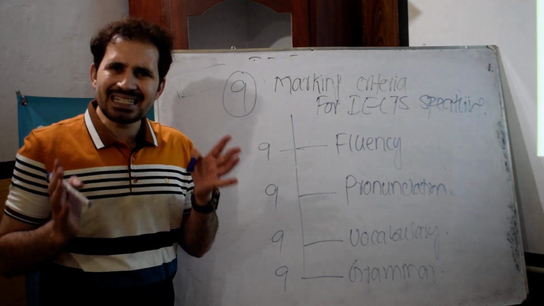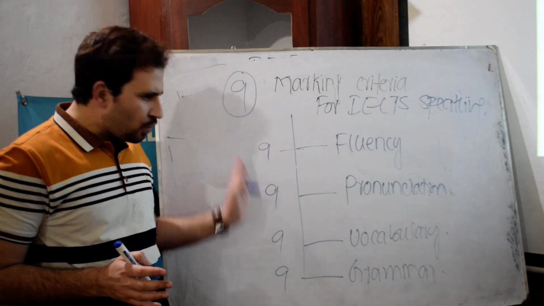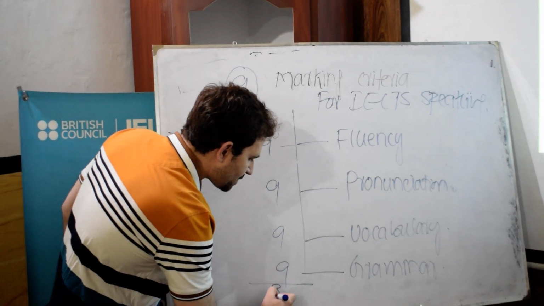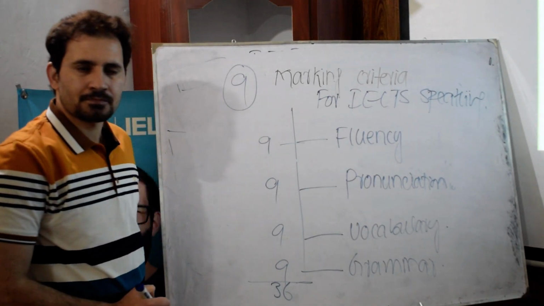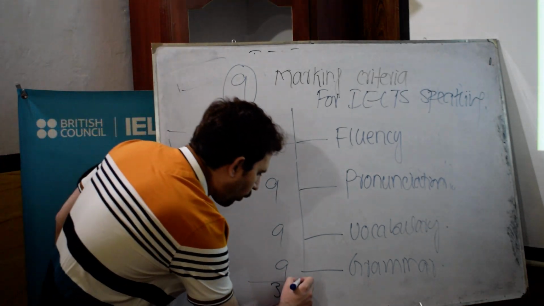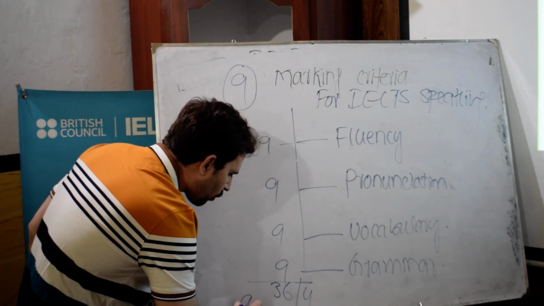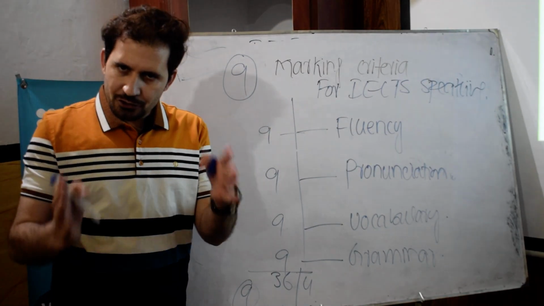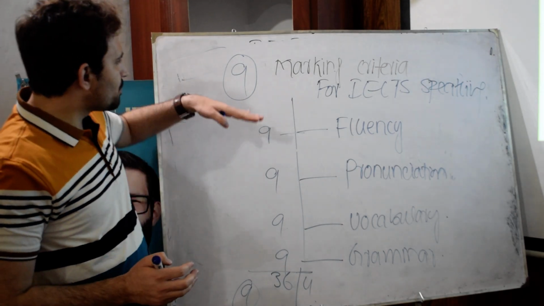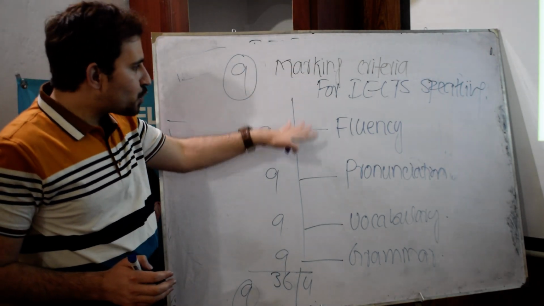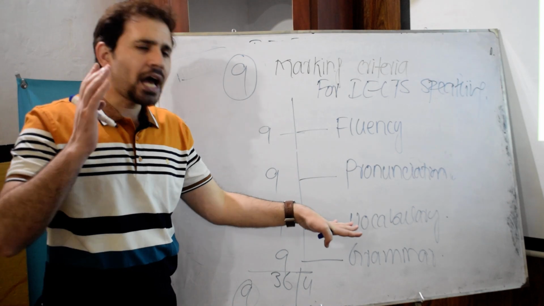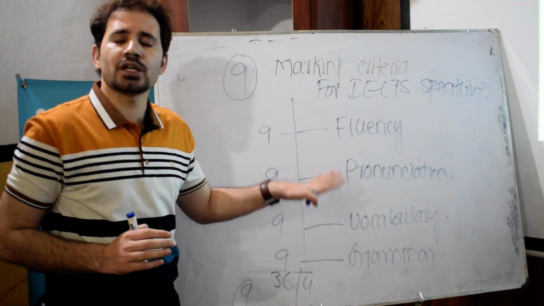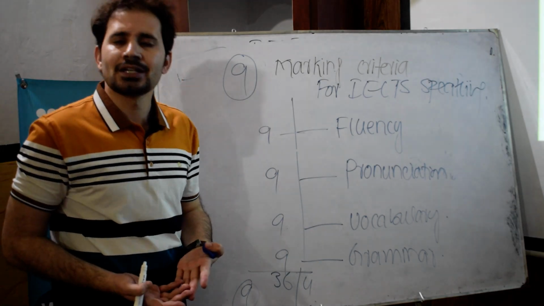Now if you add all of them up, 9 multiplied by 4 becomes 36. Then if you divide all these marks by 4, overall we have 9 bands. Now if you want to get a good band in the IELTS speaking module out of 9, you need to improve all of them. You must keep in mind that these are the areas that you need to improve to get a better band in the IELTS speaking module.